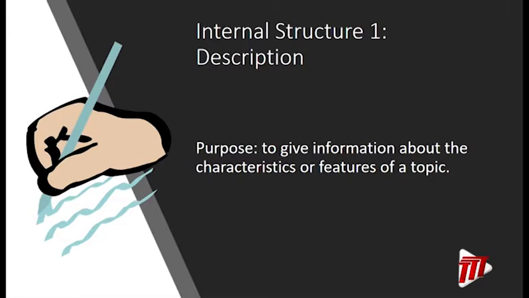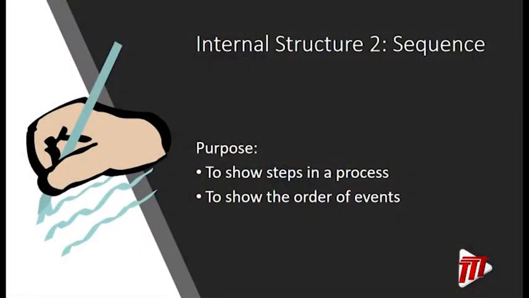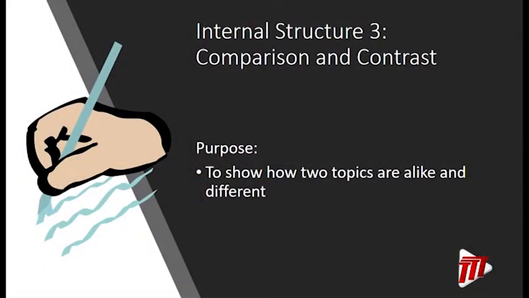Now let's review some of the structures we've explored before. First, we explored the internal text structure of description. Its purpose is to give information about characteristics or features of a topic. Next, we explored the sequence text structure. Its purpose was to show steps in a process, to show the order of events. Then, we looked at comparison and contrast, which showed how two topics are alike and how they are different.